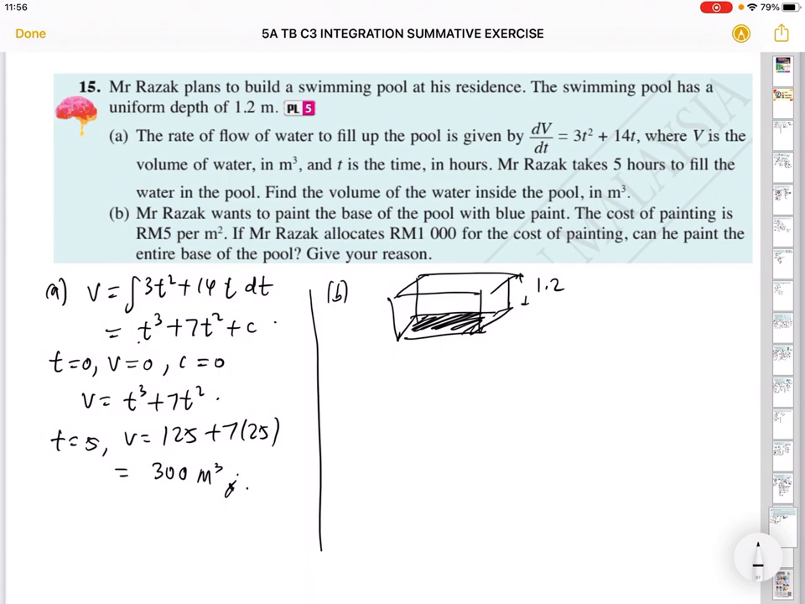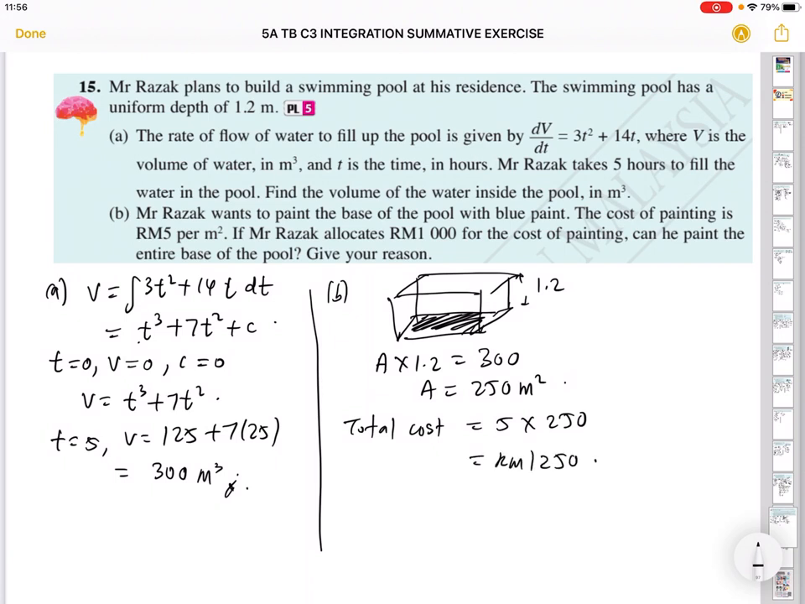Now if it costs 5 ringgit per square meter, so what's your total cost now? 5 ringgit times 250 is 1,250. Now he allocates 1,000 ringgit, so this is more than RM 1,000. So does he have enough? Yeah, so we can say no, it is not enough.